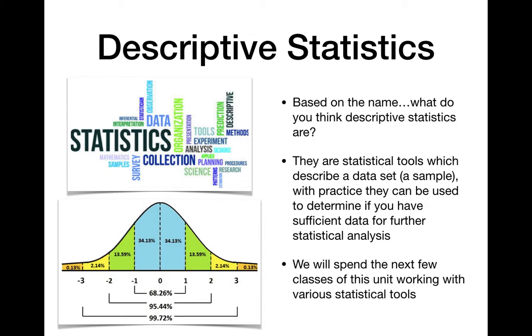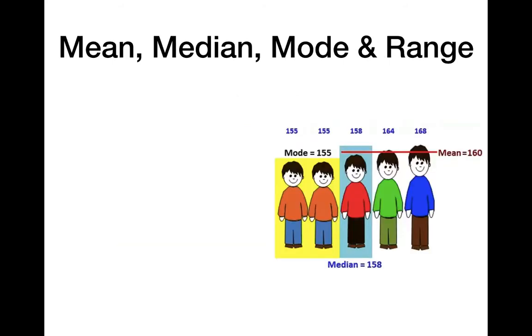So we're going to spend the next few classes working with different statistical tools. We'll start with descriptive ones today, and we'll move on from there. Okay, so here are the 4 most basic ones. You've probably heard of, if not all of these, at least most of these before. We're going to go through what they mean in terms of this particular data set, this example of little people and their height, and when you would use each one.